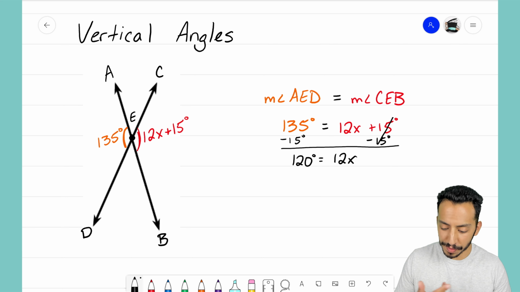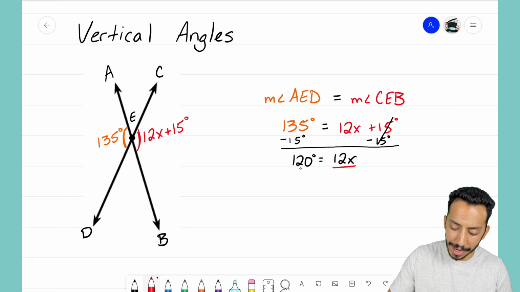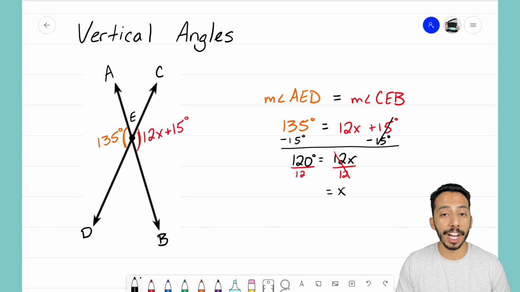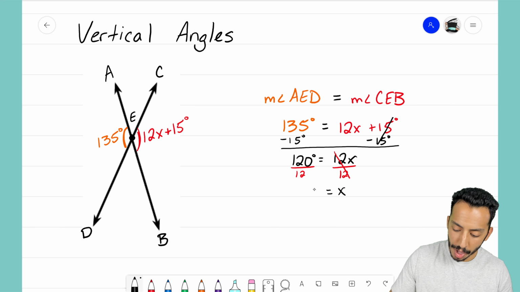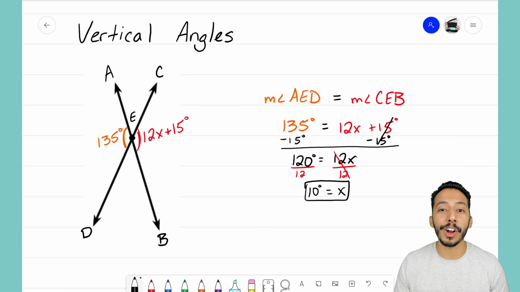To get x by itself, all I have to do now is divide by that coefficient of 12. Dividing by that leaves us with x equaling 120 divided by 12. Well, that leaves us with 10 degrees. So in this case, our missing variable is 10 degrees, all from the fact that vertical angles are always equal.